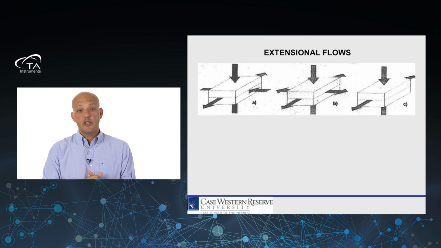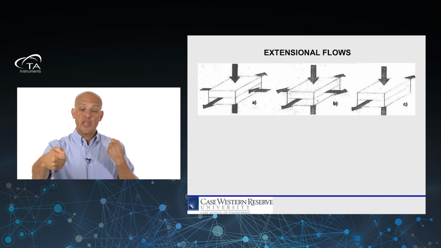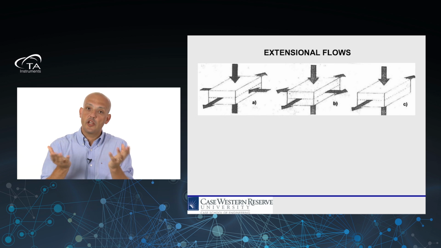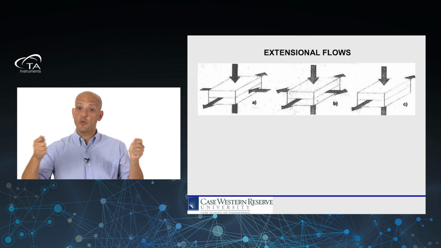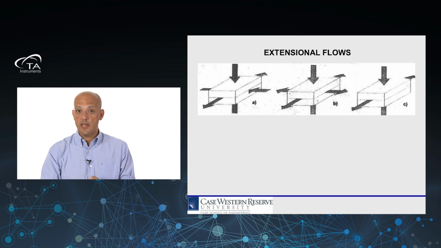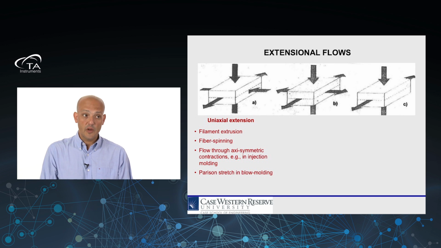On the left, you have one type of flow in which the material is stretched along one direction, and then because these are typically constant volume deformations, if we stretch in one direction, the material will shrink in the other 2 directions. This type of flow is called uniaxial extension.